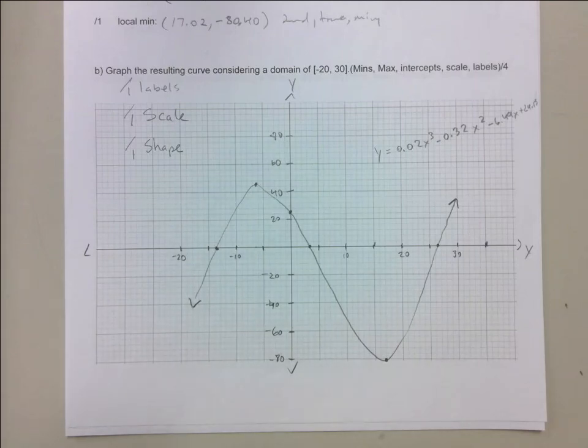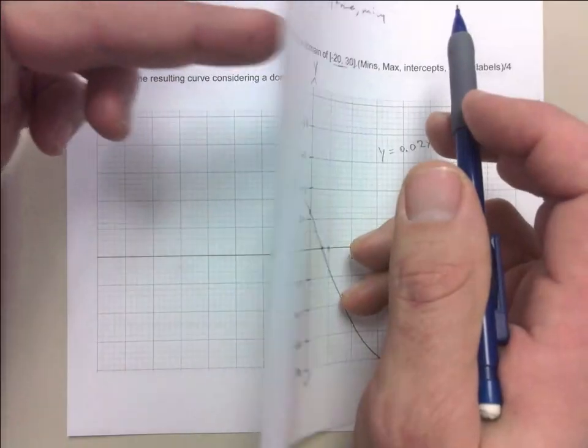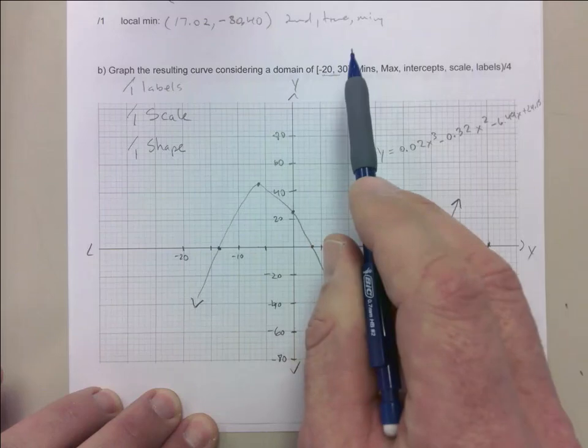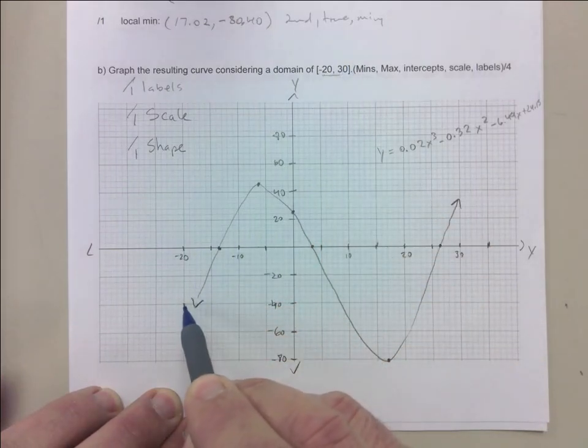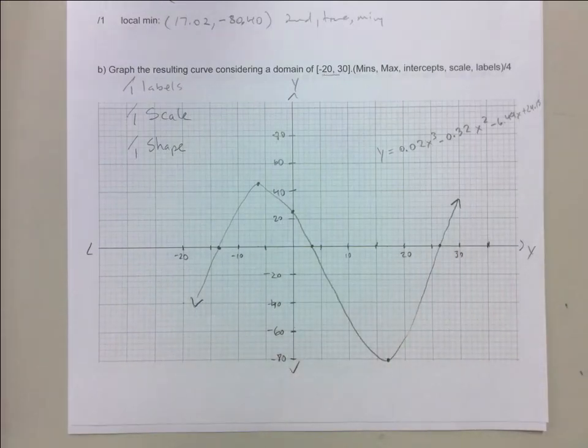Some of you probably read that domain thing. Is that still on there? I thought I got rid of it. No, it's still on there. So technically, if you stopped at negative 20 and you went to positive 30, like you found those limits, you get full marks. I'm not going to take any marks off because you read the question. Good for you, okay?